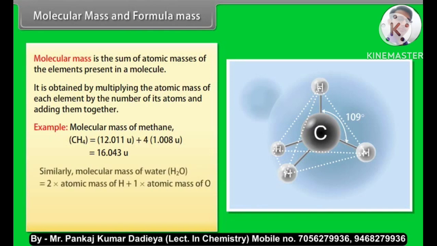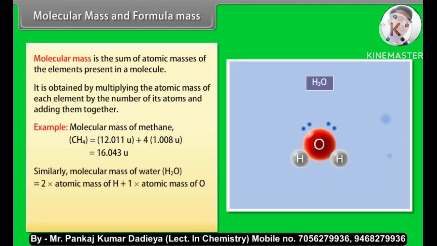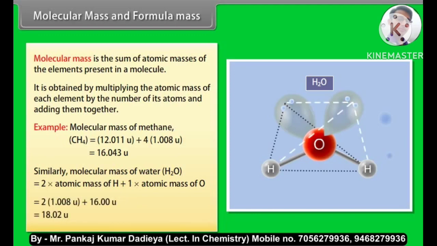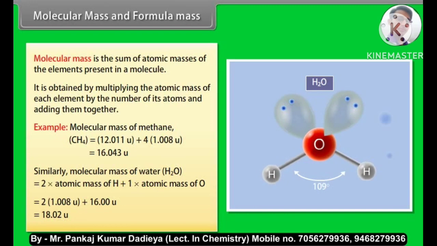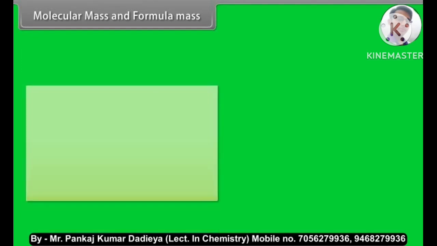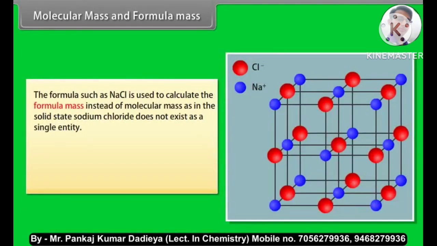is equal to 16.043 u. Similarly, the molecular mass of water, H2O, is equal to 2 × atomic mass of H plus 1 × atomic mass of O, which is equal to 2 × 1.008 u plus 16.00 u, which is equal to 18.02 u.